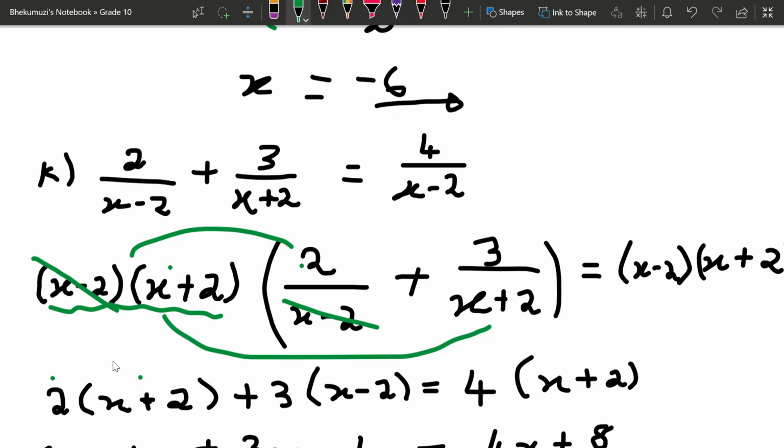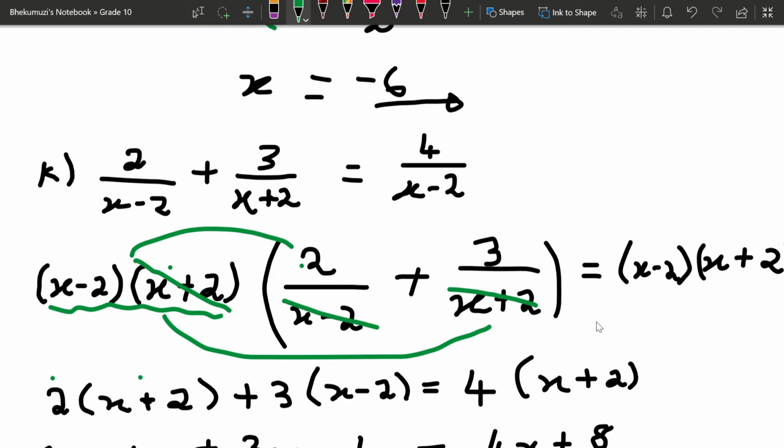And then again, you take the entire thing again, and by that I literally mean that you take x minus 2 and x plus 2 and multiply it to 3 over x plus 2. Now you have x plus 2 here, so x plus 2 will cancel with x plus 2, but then you'll be left with x minus 2, and x minus 2 will multiply 3, so that would be 3(x minus 2), right?